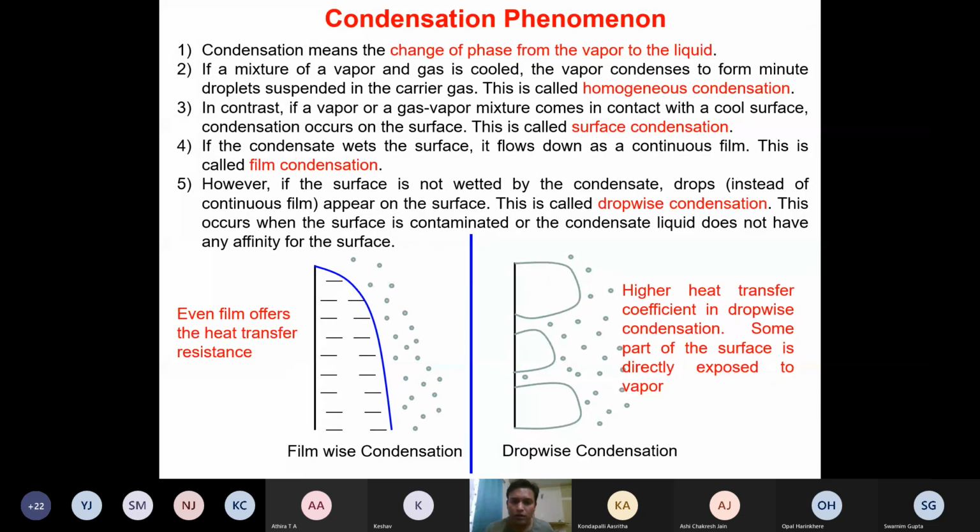Hello? Sir, can you please explain the difference between surface condensation and film condensation once again?